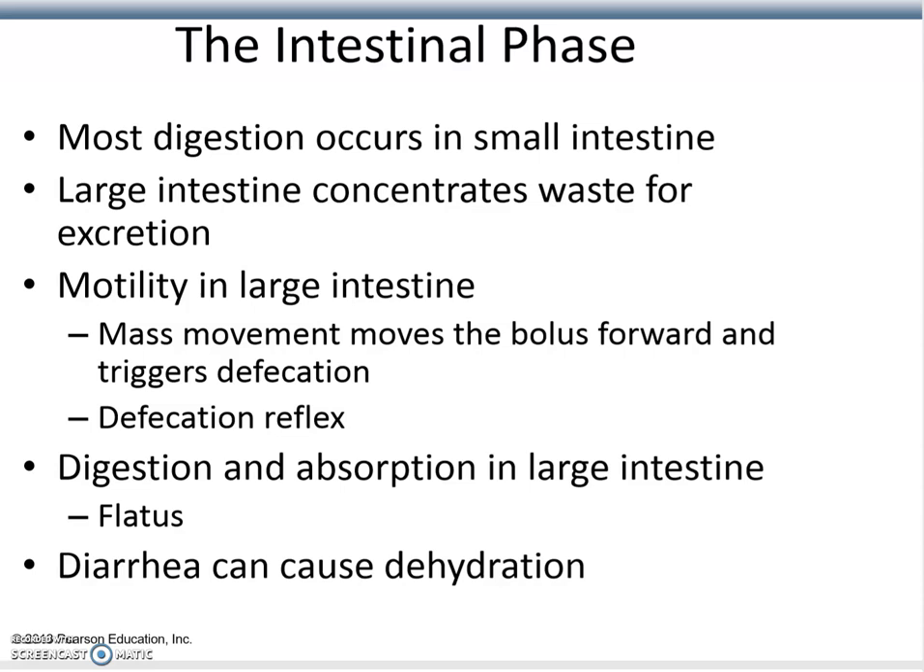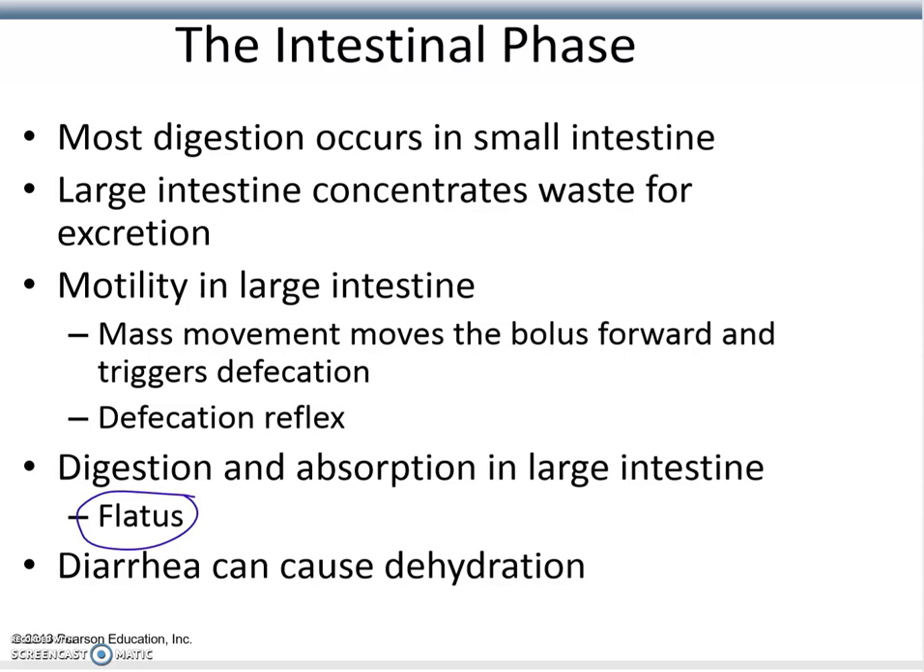I'm sure you've all experienced it, that you have to go to the bathroom, and hopefully you have one nearby. The digestion and absorption in the large intestine leads a lot of times to gases. And here they've used the fancy term flatus.